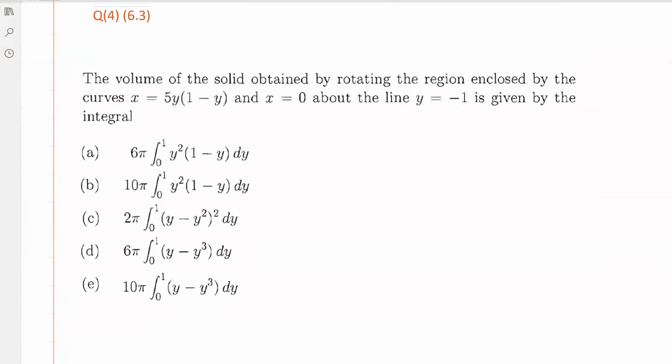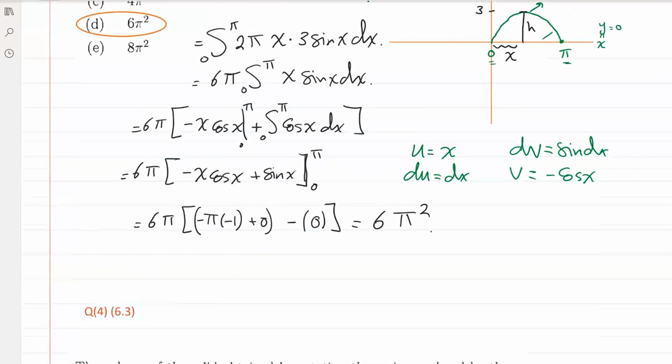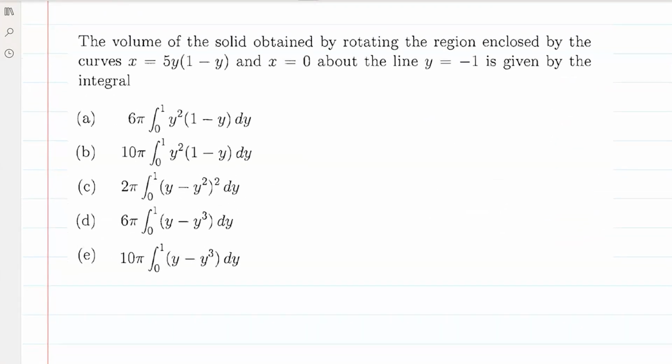Doctor, if the line of revolution is perpendicular to the x-axis, in this question we cannot use the cylindrical shell. You will use the disk method. Yes, you are right. Disk or washer.